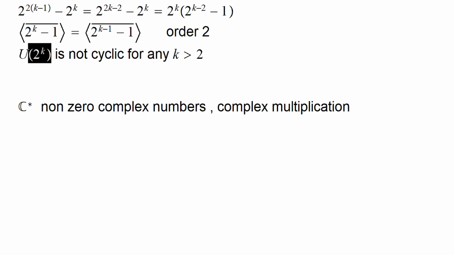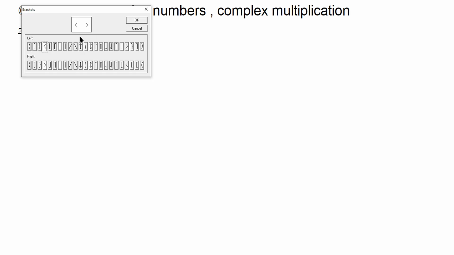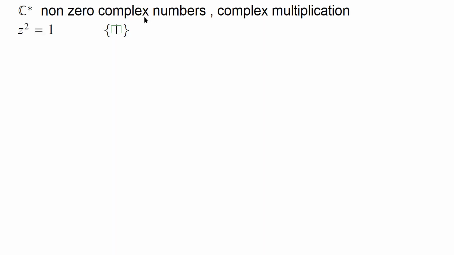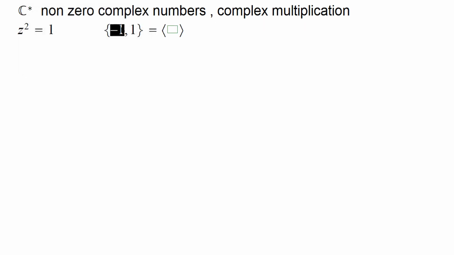Okay. Now, if we look at this, then notice this. If you look at the solutions of z square equals 1, then what do you have? Very simple. We have been doing that forever. Negative 1, 1. And this one is a cyclic group, right? And who generates it? Negative 1 does, right? So this is a cyclic group generated by negative 1.